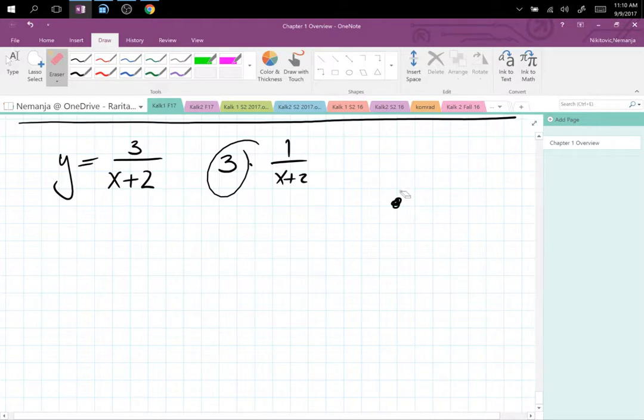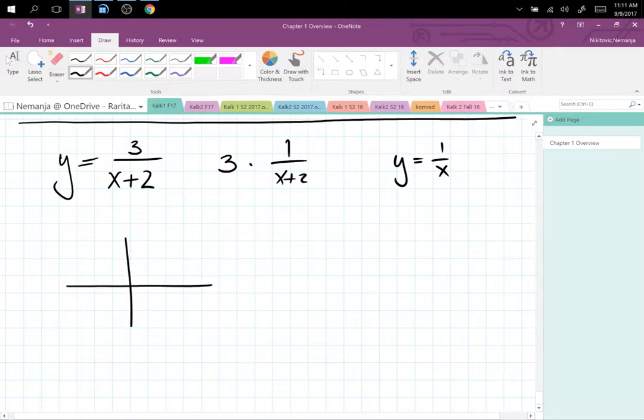So the 3 doesn't change the shape of the graph, it just stretches it. The shape of the graph is impacted by the function itself, what I call parenting function or default function, in this case 1 over x. So we know that 1 over x graphs like this. This is 1 over x.